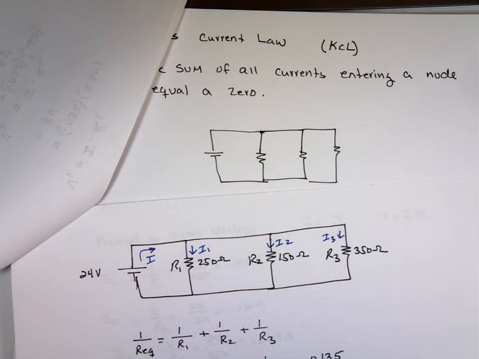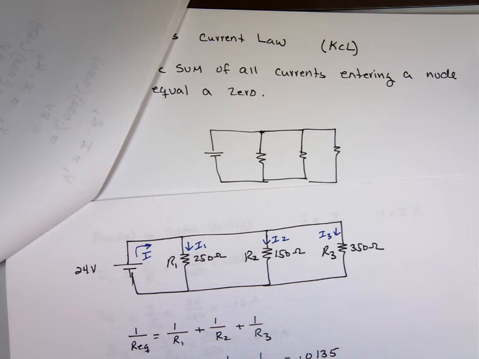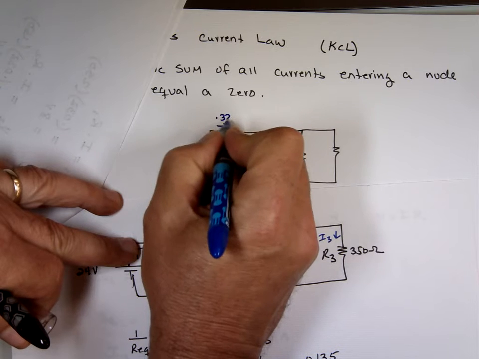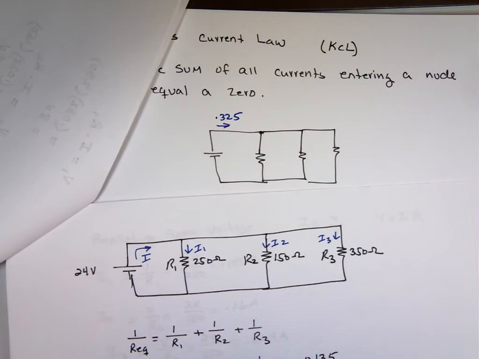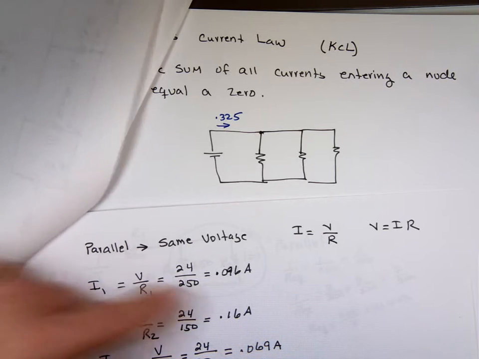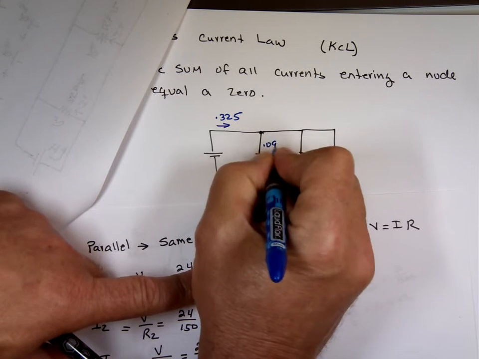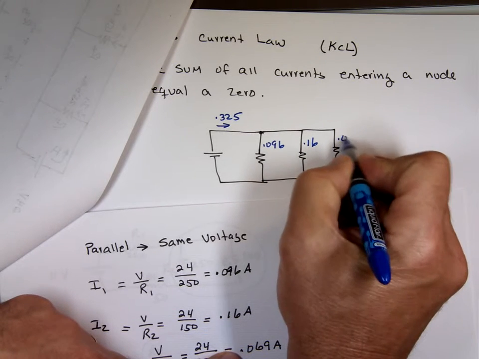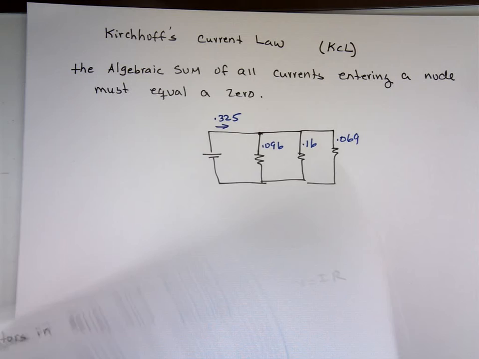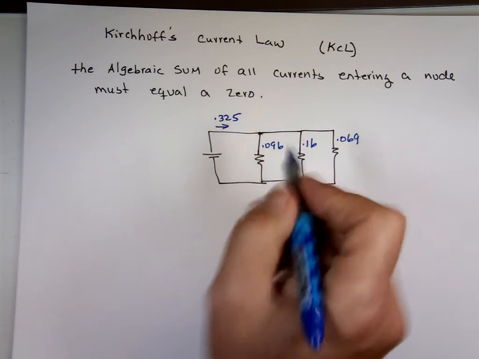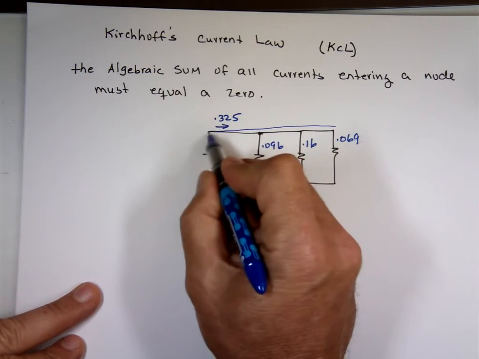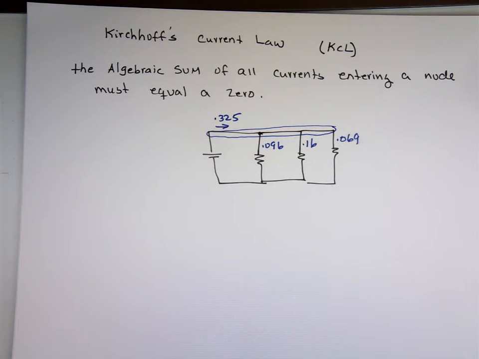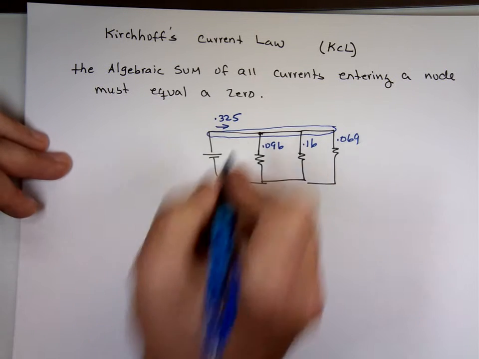We had a current going in, which we calculated that I, 0.325. We calculated each one of these currents, I sub 1, 2, and 3, that was 0.096, 0.16, and 0.069. What this law says is all of the current entering this node. Again, a node, a junction, or a point that connects two or more elements. So if you take all the currents entering that node, should equal zero.